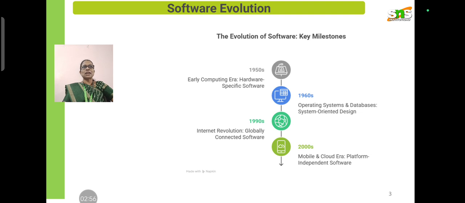So the growth of smartphones and mobile applications, cloud computing enabled scalable and on demand services, and also the software designed to run across different operating systems and environments. So this slide shows that the software evolution is driven by technological advancement and the user need. So each stage reflects increasing abstraction, connectivity, and flexibility, shaping today's modern intelligent and scalable software systems.